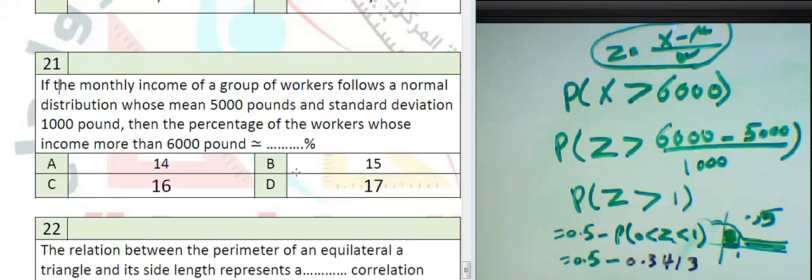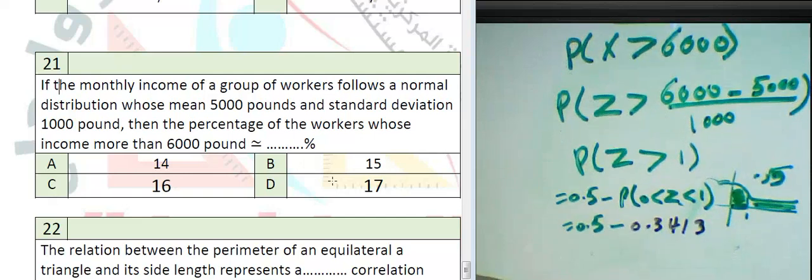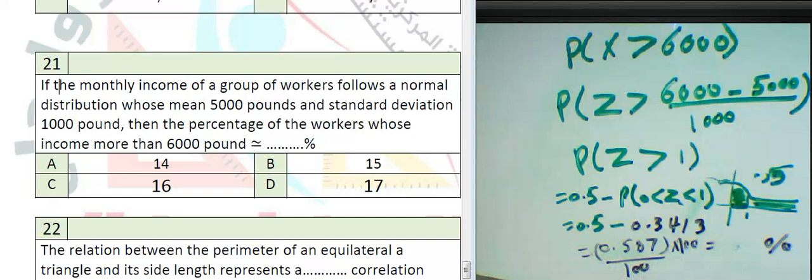Then we convert it to a percent by multiplying by 100, and dividing by 100 means percentage. The decimal point here, we will move to the right-hand side by 2 digits.